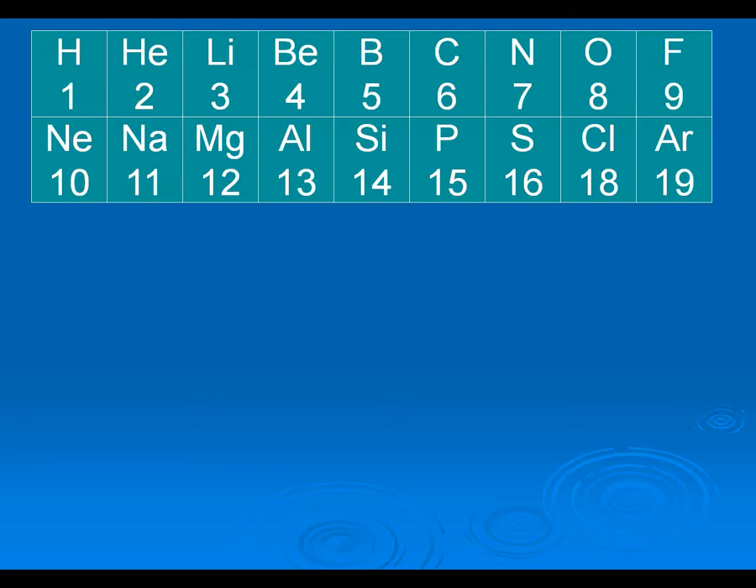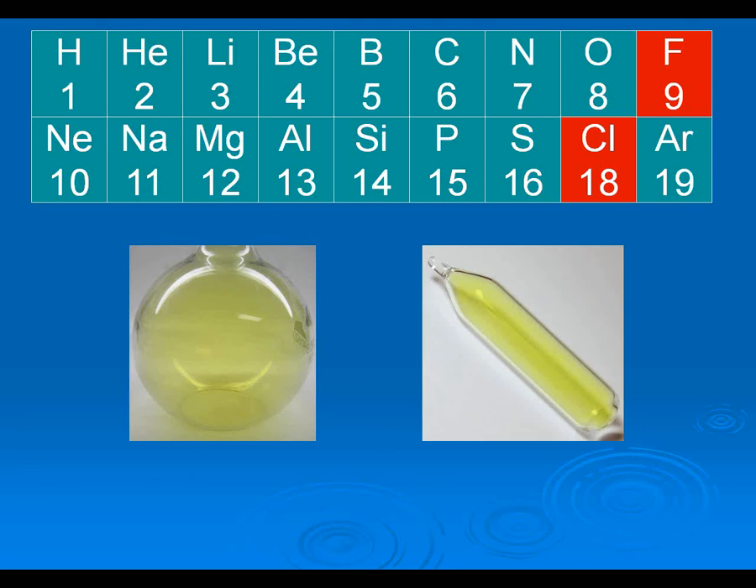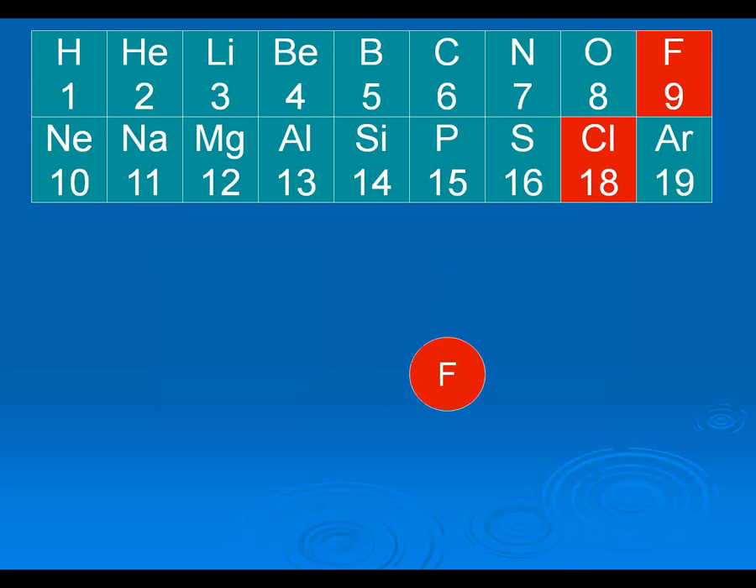Let's look at a pair of 2 elements. So here we have fluorine and chlorine. Fluorine and chlorine share similar physical and chemical properties. Here's a picture of fluorine and chlorine. In their normal state at room temperature, they're gases. They are light green, and they have similar boiling and melting points. In terms of chemical properties, they also show similarities.